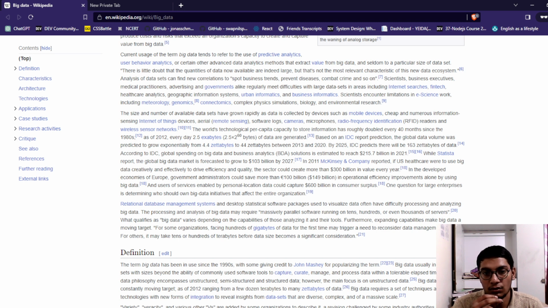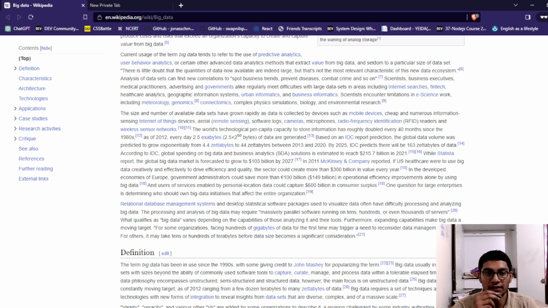McKinsey and Company reported that if US healthcare were to use big data creatively and effectively to drive efficiency and quality, the sector could generate more than 300 billion in value every year. In the developed economies of Europe, government administrators could save more than 100 billion in operational efficiency improvements alone by using big data. Other users of services enabled by personal location data could capture 600 billion in consumer surplus.